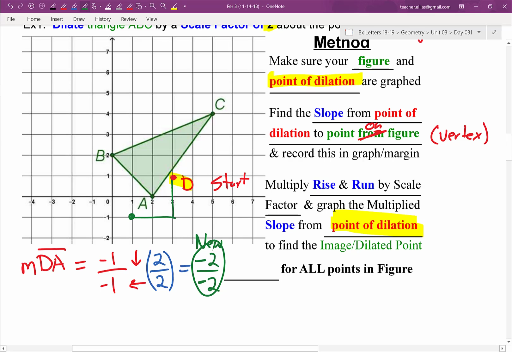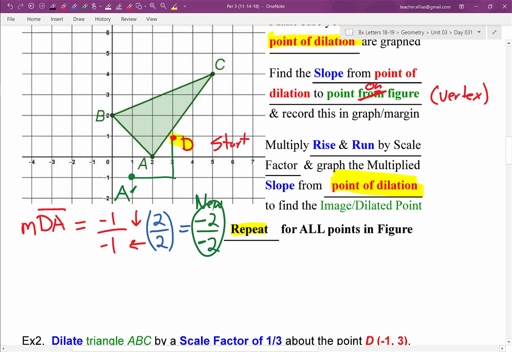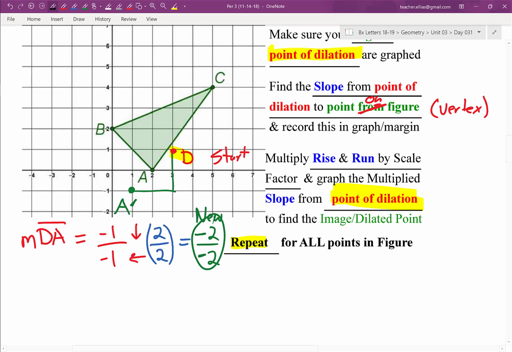And then what would I call that point? A prime. And then last is just you repeat it for all the points on the figure. Go ahead, finish. What's the new point of A? -1. Yep. No, because it's 1, -1. Yeah, 1 comma -1.